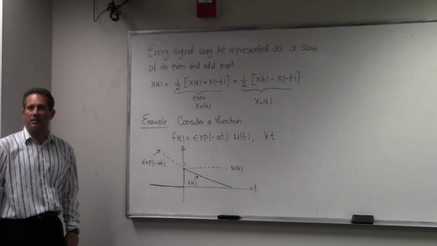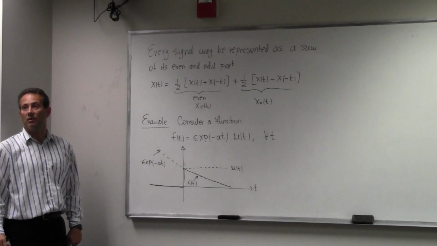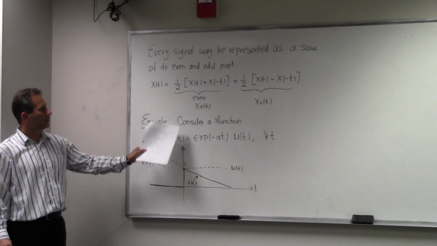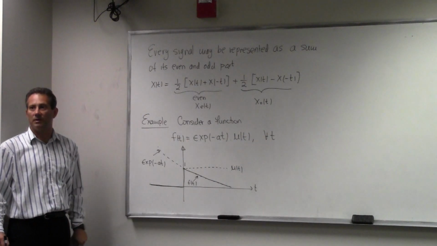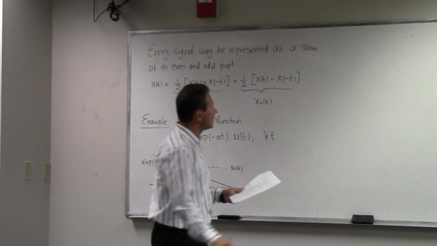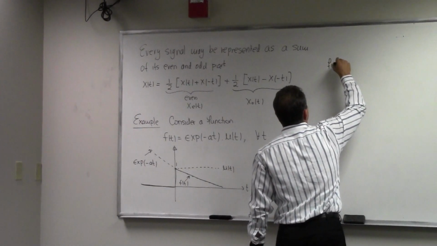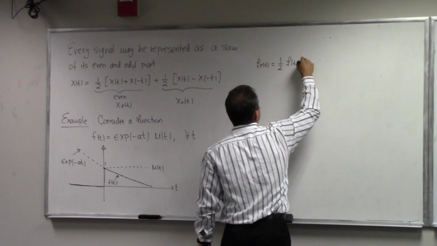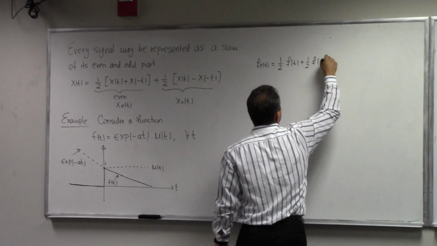Does it have symmetry? Any kind of symmetry? No, it's neither odd nor even. But let's look at what happens when I form this and when I form the other thing. Let's see how those functions look like. So let me say something like this. F e of t becomes 1/2 f of t plus 1/2 f of minus t.